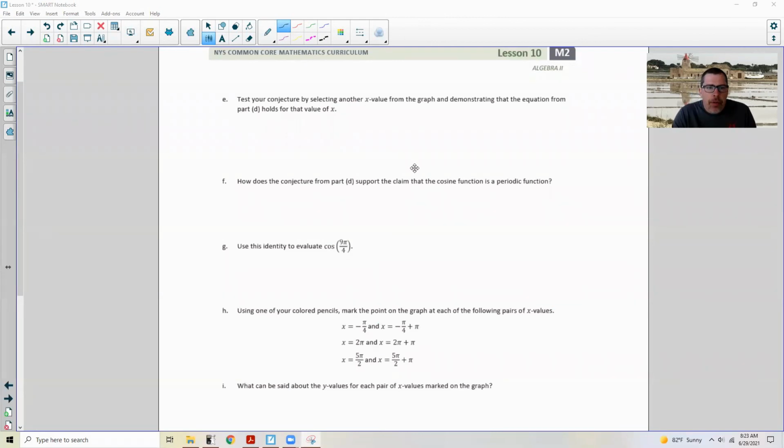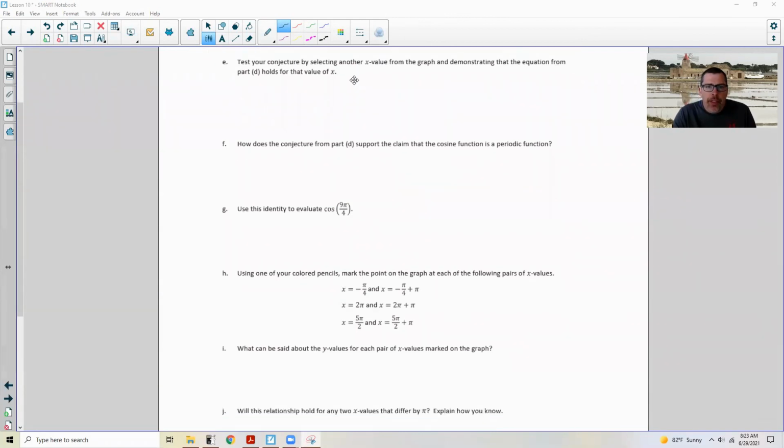All right, page 6, part E says to test your conjecture by selecting another x value from the graph and demonstrate that the equation from part D holds for that value of x. So how about cosine 0? Cosine of 0 plus 2 pi equals 1. Well, let's check that. Does the cosine of 0 equal 1? And 0 plus 2 pi is 2 pi. So does the cosine of 2 pi also equal 1?